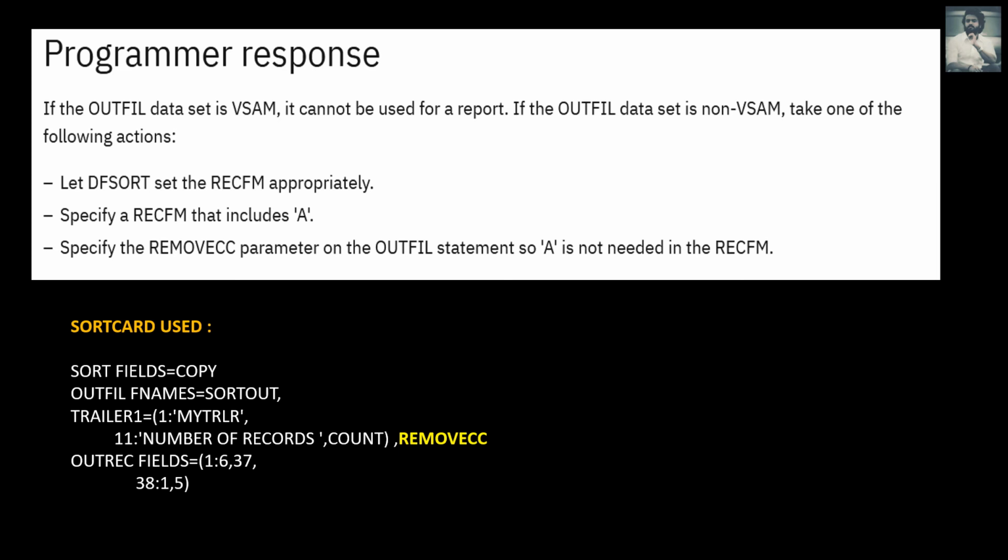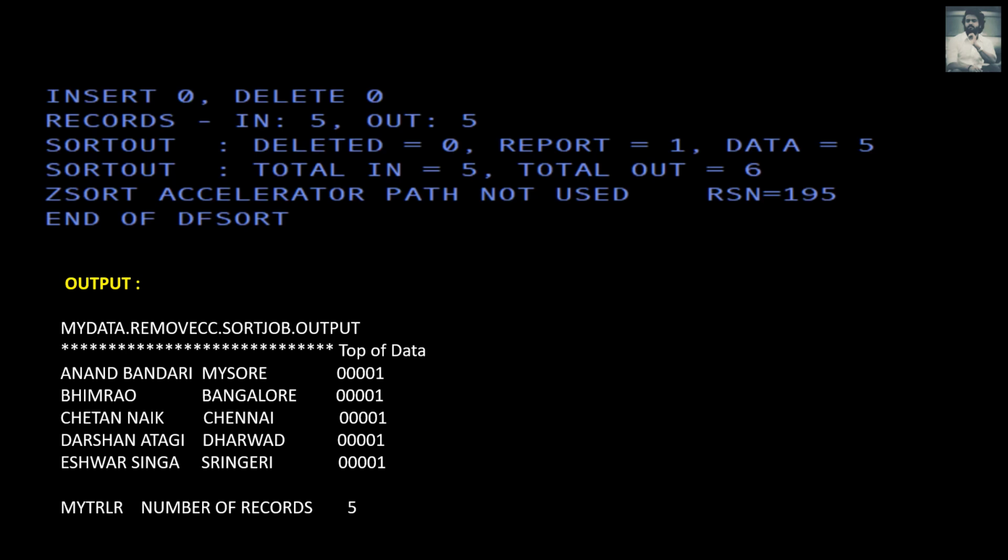Here is the updated sort card used, everything else is the same apart from this keyword REMOVECC. Let's see what happened when I executed the job with this updated sort card. It ran well, and you can see the spool output for the sort card. Records in and out is 5, the same. Nothing is deleted because I'm just copying everything.